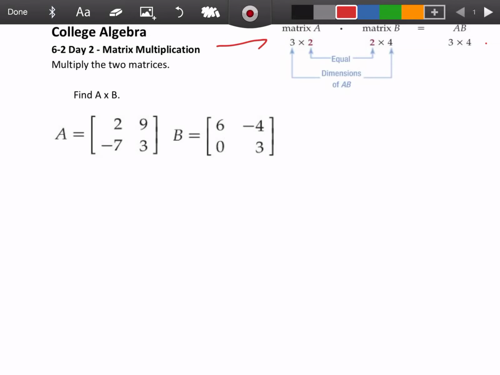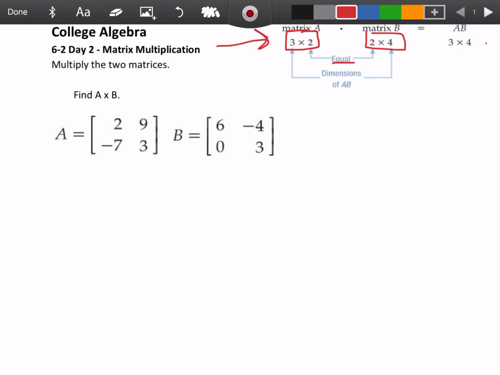So the first thing that we need to make sure is that we're able to do that. This little diagram, which I'm pasting on all of the slides today, is a little thing to help remind you if you can do it, and what the dimensions of the solution are going to be. You can see matrix A. This isn't for this example, but this is just a little diagram. Matrix A is a 3 by 2, and matrix B is a 2 by 4.